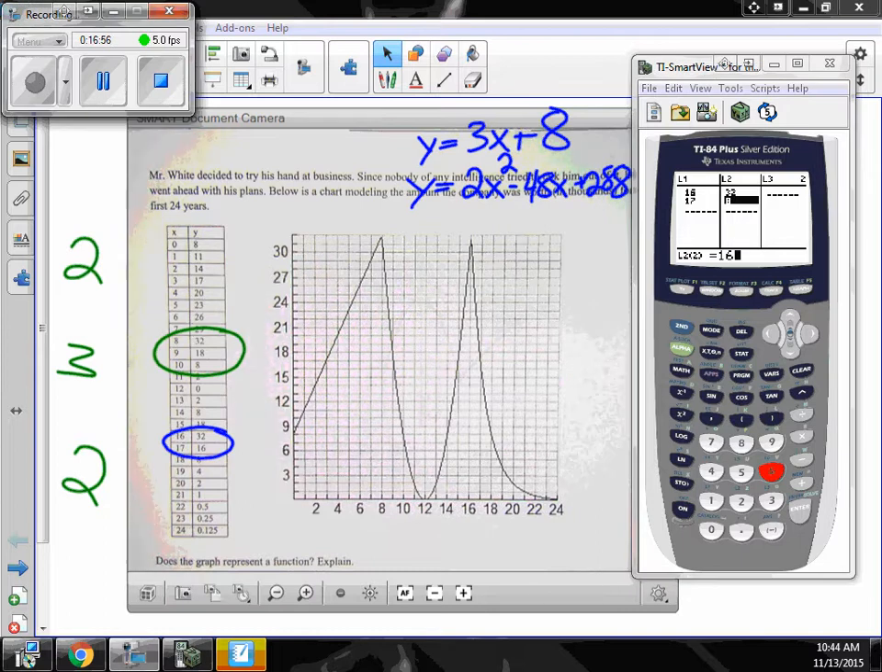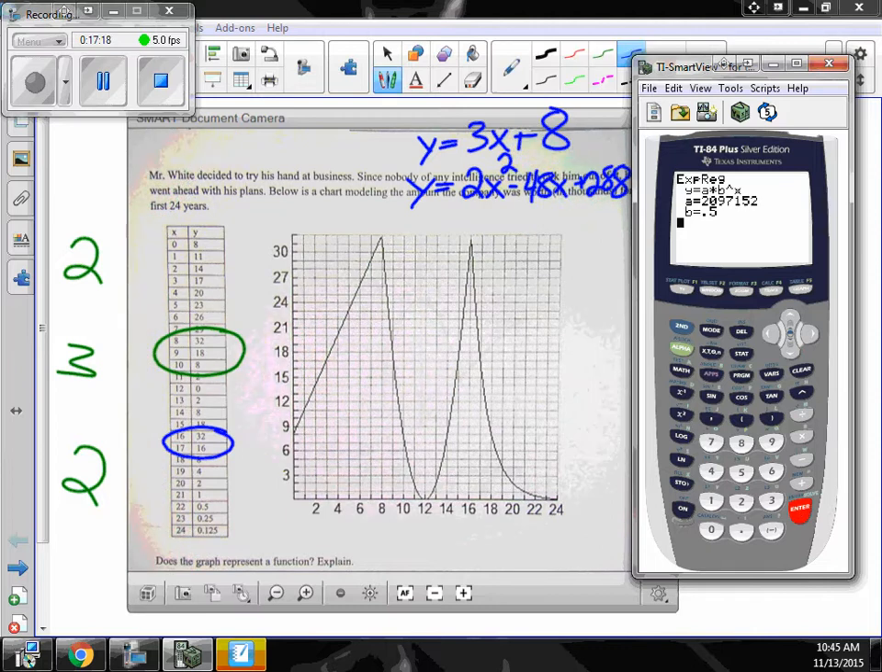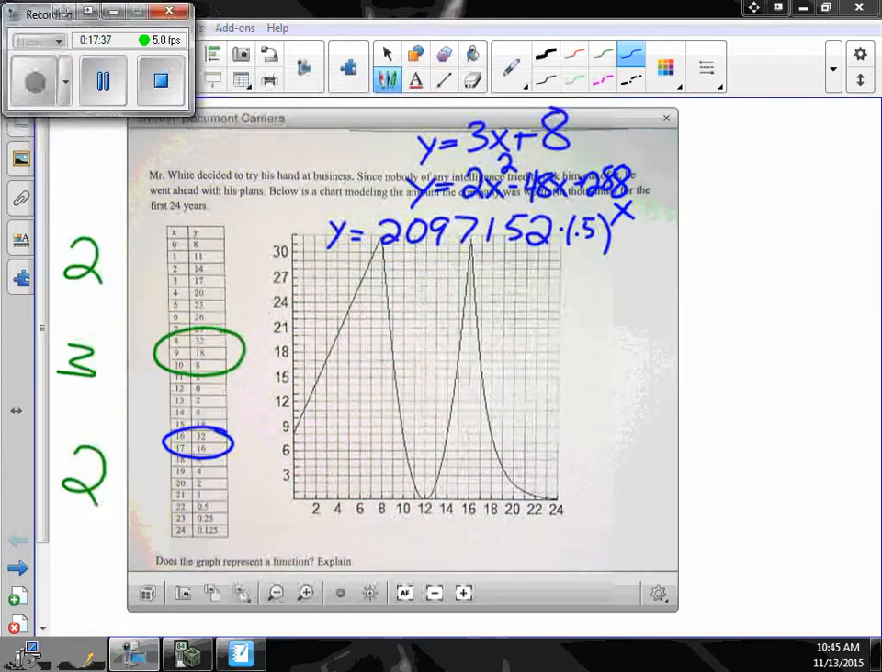So this time we're going to run an exponential regression. So you go into stat and calc, and you can't see exponential regression until you go all the way to the bottom. And I believe it's number 0. Yeah, 0 is exponential regression. Hit enter. And it says a times b raised to the x power. So it's y equals 2097152 times 0.5 raised to the x. And that's the equation for that final piece.